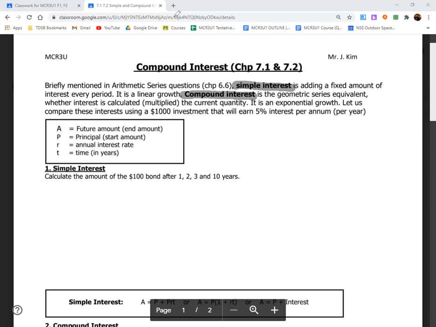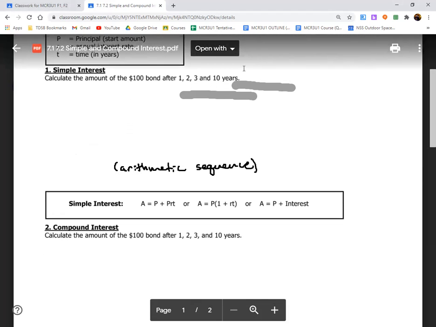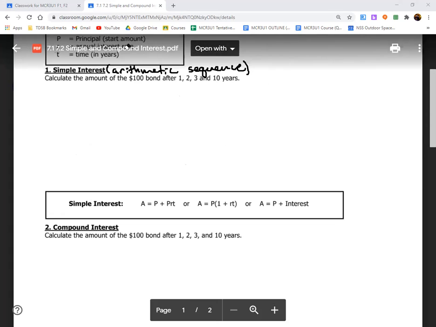So before you forget, I'd like you to write that down. Simple interest is another way of writing arithmetic sequence. And underneath, in compound interest, I'd like you to write down geometric sequence. Okay. So let me change this up a little bit. That's arithmetic. I don't need these highlighters. And this is geometric sequence.